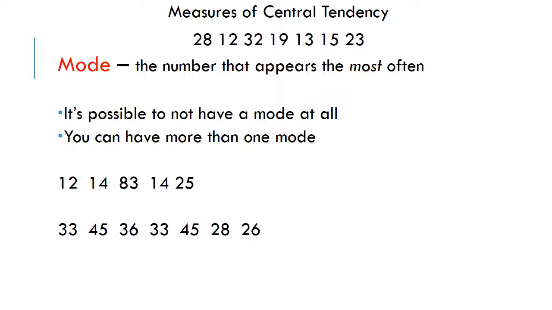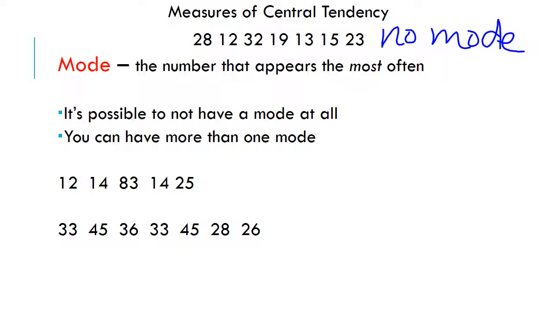So if you look at the numbers in our original set of data, do you see any numbers that appear more often than the others? I don't. So that means we don't have a mode in that case. There is such a thing as having no mode. So this set of data did not have a mode. It's possible to not have a mode at all, and it's also possible that you can have more than one mode.